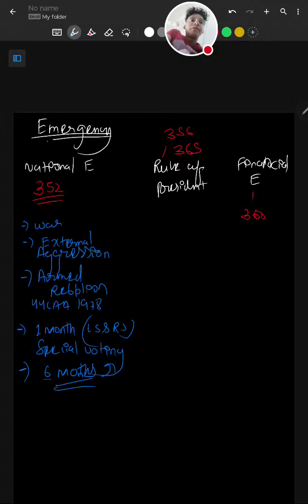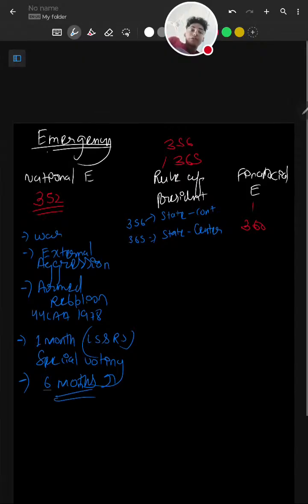Now, Article 356 is applied when the state is not listening to the constitution, and Article 365 is when the state is not listening to the center. So these are two different articles. Now, rule of president's rule, whatever you call that, is applied because of these two conditions.